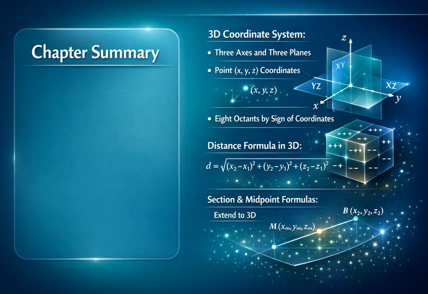In this chapter, we learned that the 3D coordinate system has 3 axes and 3 planes. A point is located by 3 coordinates: x, y, z. The 8 octants are determined by the signs of the coordinates. The distance formula extends naturally from 2D to 3D by adding the z component. The section and midpoint formulas also extend by including the z-coordinate. Thank you for joining Chapter 11 on Introduction to Three-Dimensional Geometry.